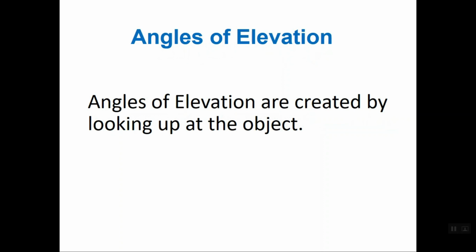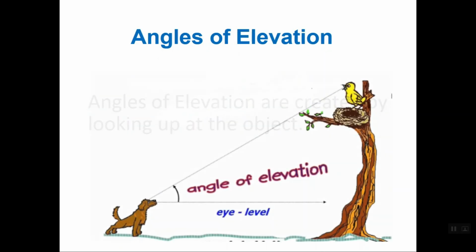Now let's look at angles of elevation. Angles of elevation are created by looking up at the object. So in this diagram, guys, what happened is that the dog, by looking at eye level, would not be able to see that bird in the tree.